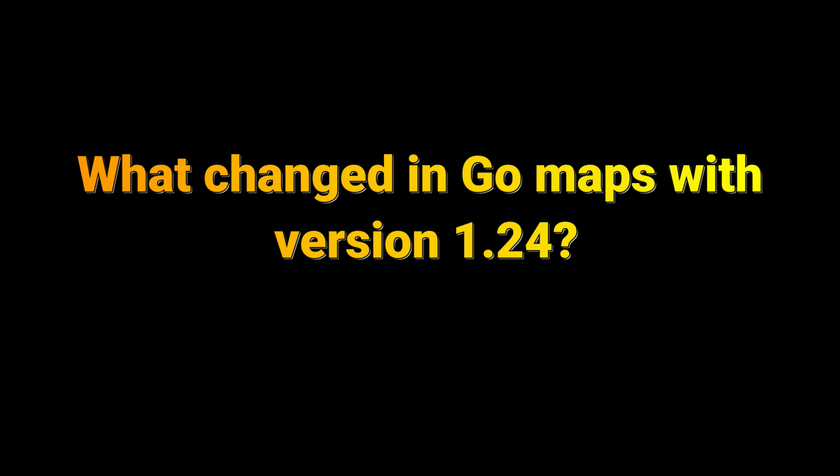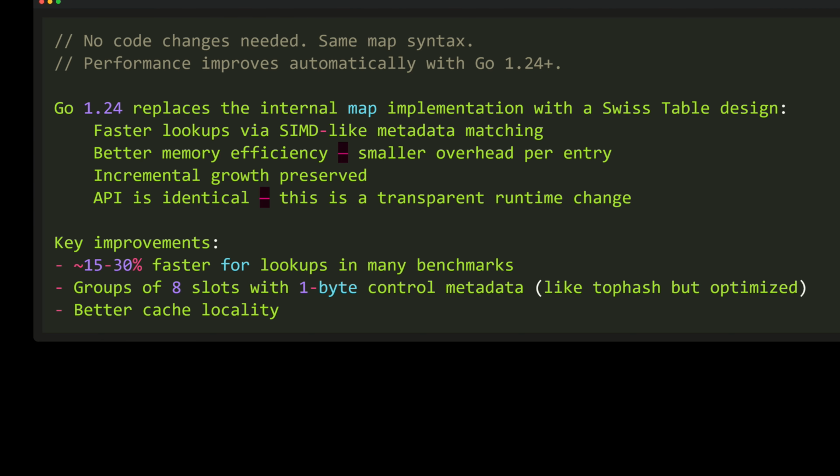Question: what changed in Go 1.24? Starting with Go 1.24, the internal implementation of maps was changed to a Swiss table design. This change makes map lookups about 15 to 30% faster and uses memory more efficiently. The way you write code with maps remains exactly the same. The improvement happens automatically when you upgrade to Go 1.24 or later, with no changes needed to your programs.